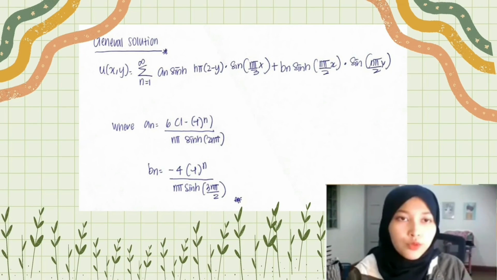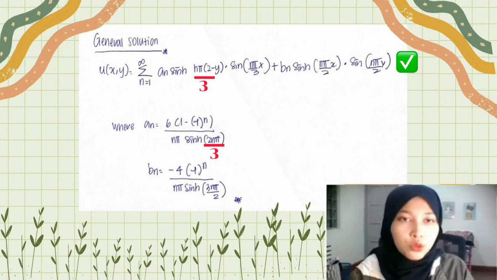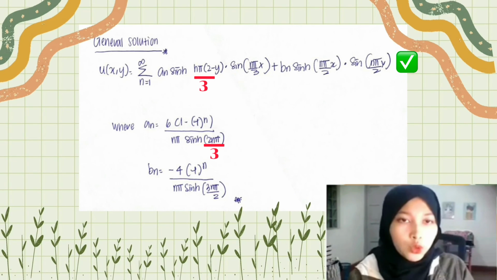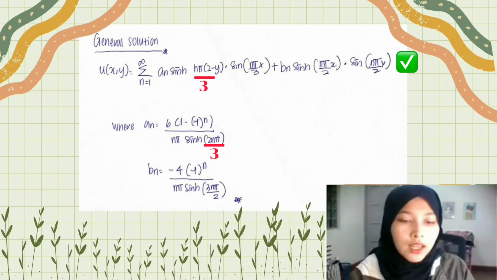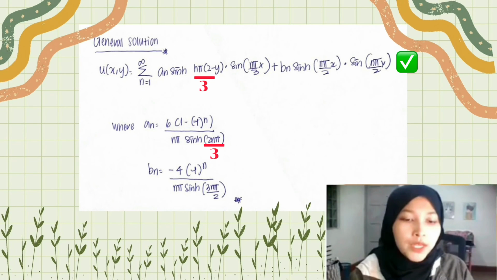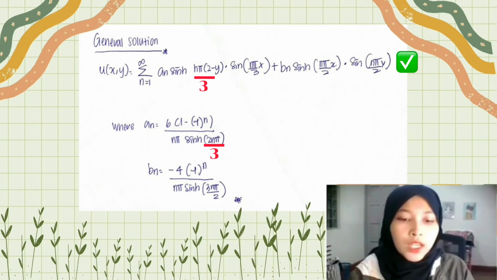And finally, we will obtain the general solution of u, which is the summation from n equal to 1 to infinity of a_n sine(n pi (2 minus y)) sine(n pi x over 3) plus b_n sine(n pi x over 2) sine(n pi y over 2).